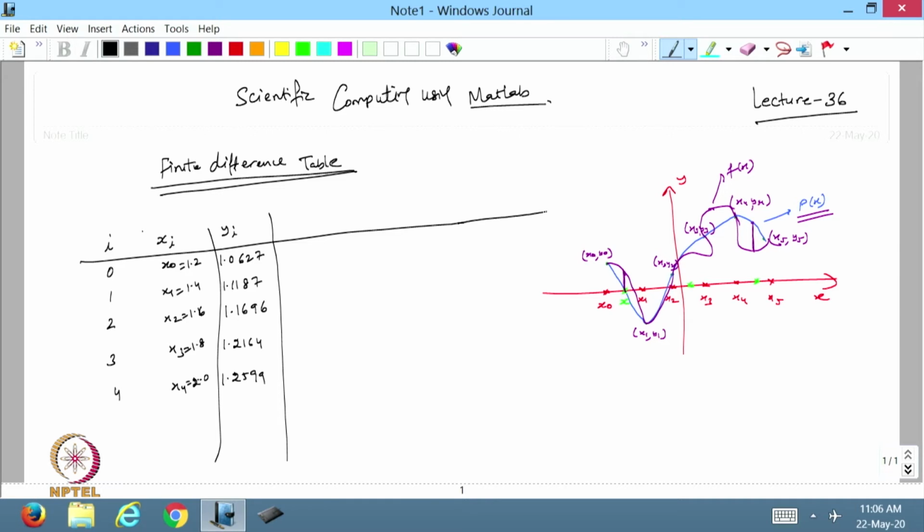Now, based on this I will try to find out the differences. I will first find the first difference. You know that I will take this value minus this value. So, this minus this, if I find, gives me 0.0560.